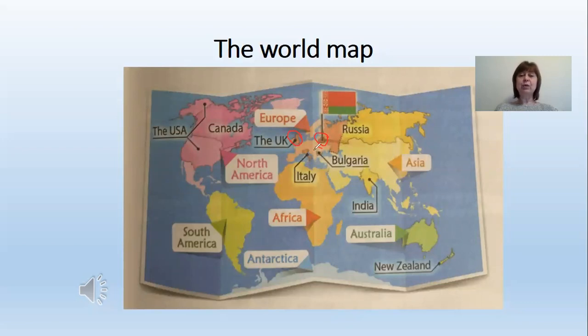Bulgaria is in Europe. Russia is in Europe and Asia. Australia is in Australia. It's a country and a continent. Italy is in Europe. India is in Asia. The United States of America, the USA, is in North America.